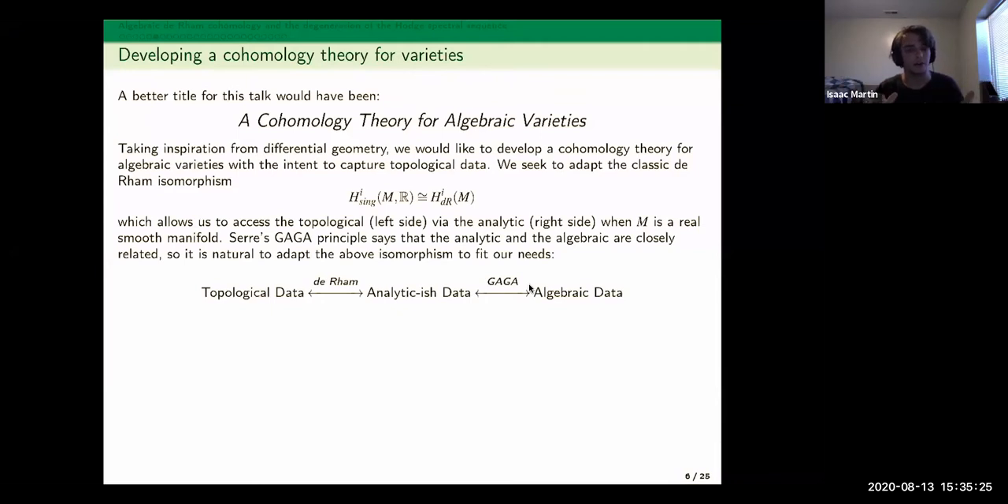And so if we're trying to create a cohomology theory that works for algebraic varieties, one avenue we might take is by attempting to first use some adapted form of de Rham's isomorphism to move from topological stuff to analytic-ish stuff, and then use something like Serre's GAGA principle to move from analytic stuff to algebraic stuff. And now that's great.